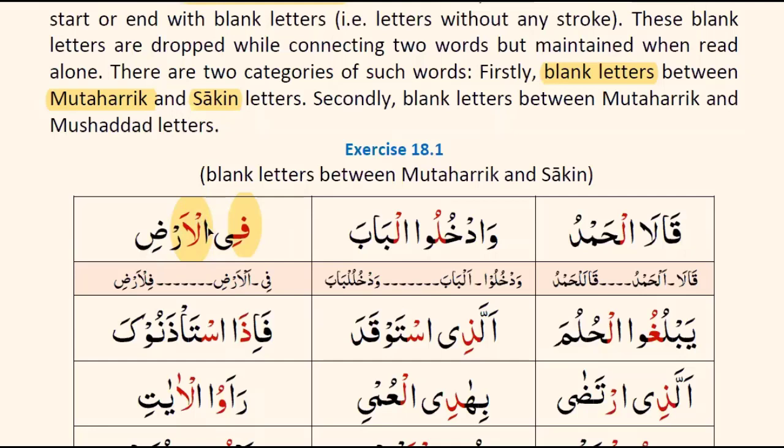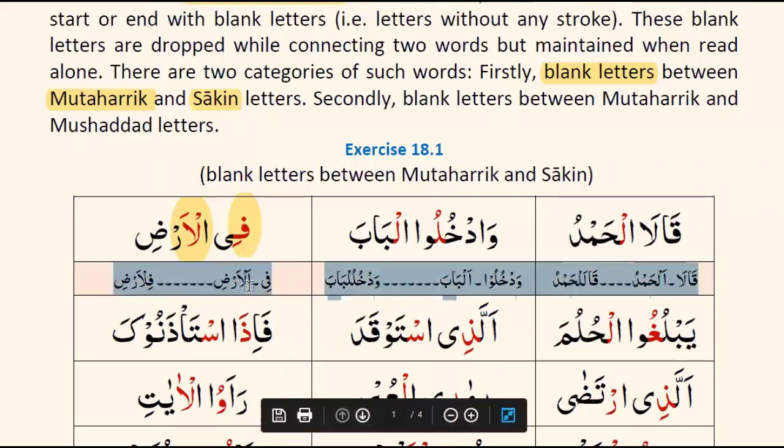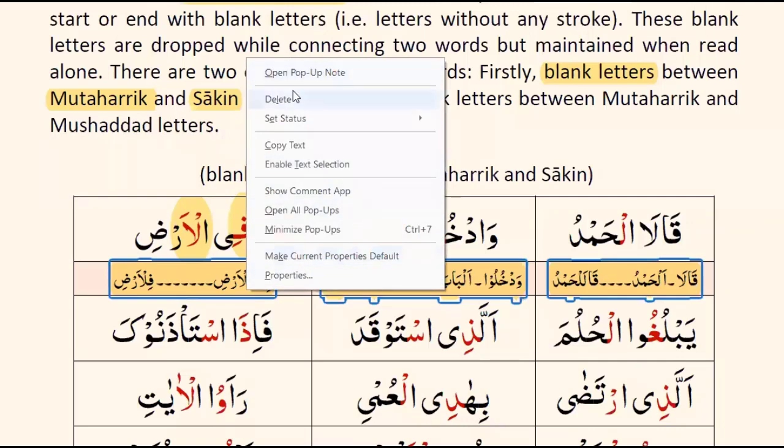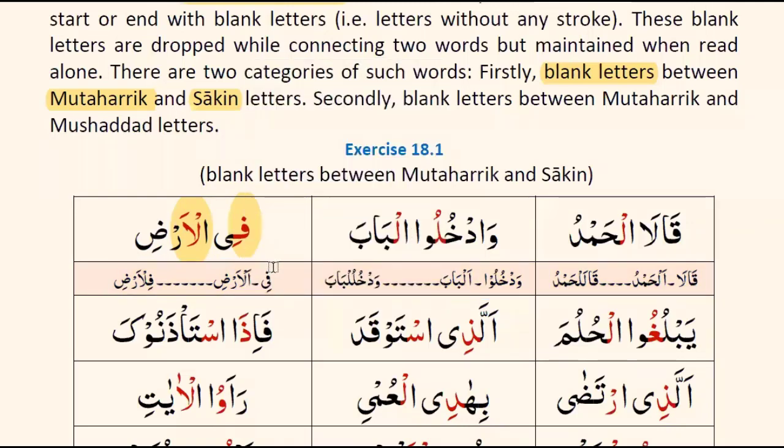So this is the first category, that in between we have two blank letters, which are ya and alif. These are called blank letters because they do not carry any of the strokes. So we will not be reciting them when we join fa and lam. It would be pronounced as fil ard. As you can see here in the small part, if we were using the blank letters, this is going to be pronounced differently. It's a bit tricky, but if we get used to it, then it will become easy.